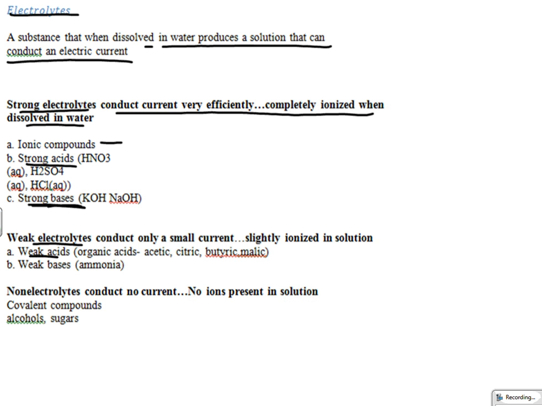So what will happen is, since they only break up a little bit, they will only produce a slight amount of ions. Therefore, they will only conduct a little bit of electricity. And finally, non-electrolytes basically don't break up. You have no ions. So if something produces no ions, it will not conduct any electricity, because it goes back to the idea of what an electrolyte is.